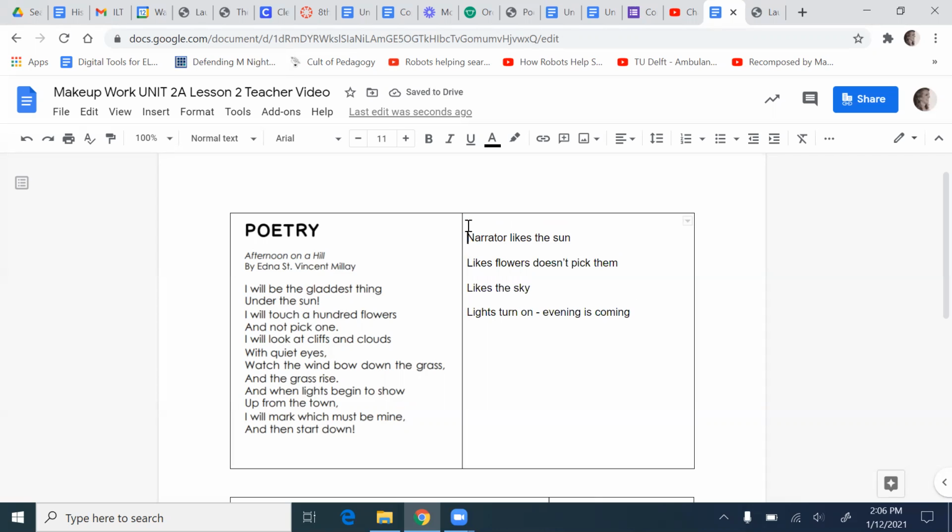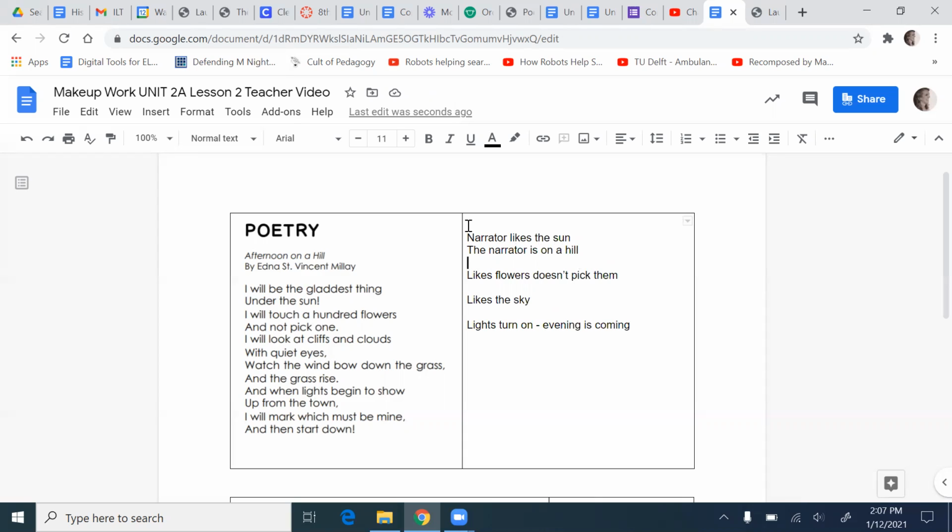Okay, Afternoon on a Hill. There we go. So now I understand the title. Afternoon on a Hill. The narrator is on a hill. I will be the gladdest thing under the sun. Okay, so she still loves the sun. I will touch 100 flowers and not pick one. So on the hill, on a sunny day, touching the flowers.